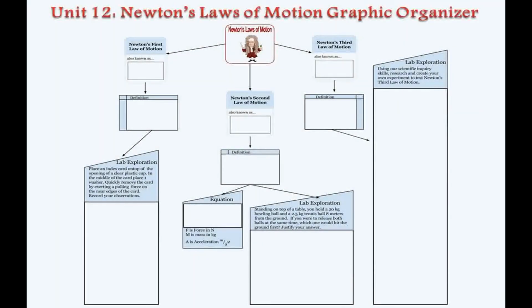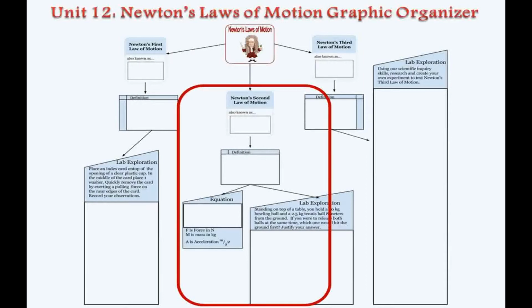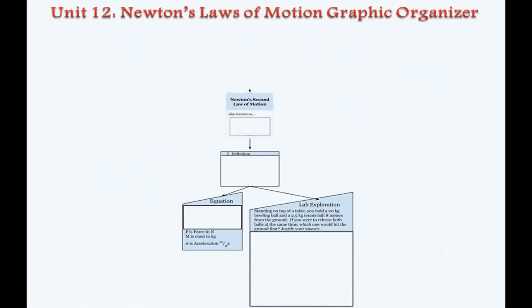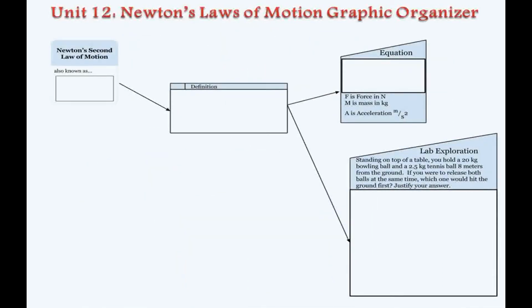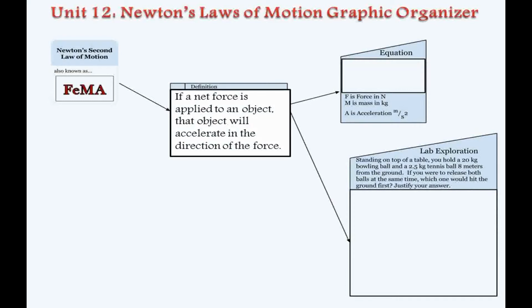Now we're going to explore Newton's second law of motion. Newton's second law of motion is also known as F equals m a. By definition, if a net force is applied to an object, that object will accelerate in the direction of the net force. So we know the acceleration due to gravity is 9.8 meters per second squared towards the center of the Earth. Therefore, an apple, as in Sir Isaac Newton's apple, will fall down at the rate of 9.8 meters per second squared. The equation is F equals mass times acceleration.